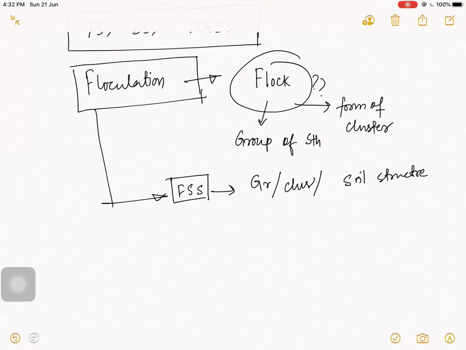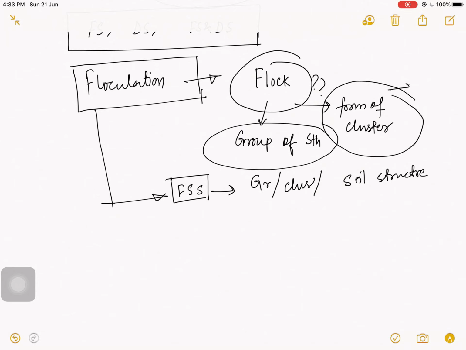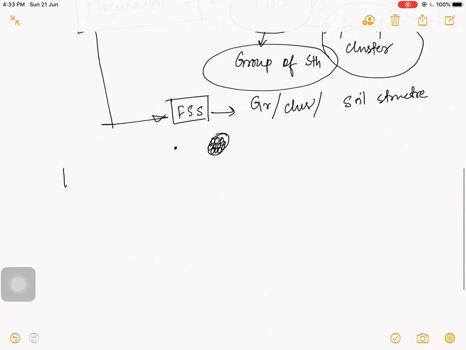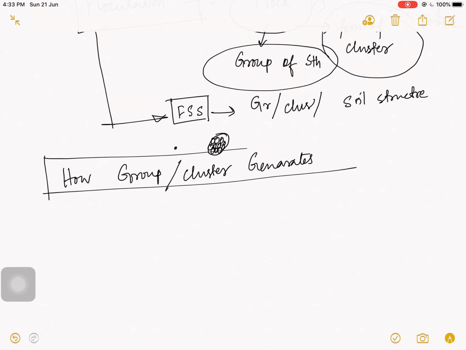Number two, when they make a group or cluster, they become a larger particle. When they act singly, they are very small particles, but when they are in a group, they look like a team and look like bigger particles. Now the thing is how this group or cluster is generated, that is the main question. This is not magic, it doesn't just happen.